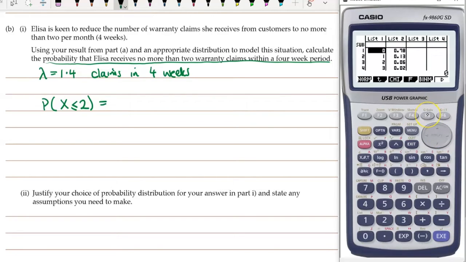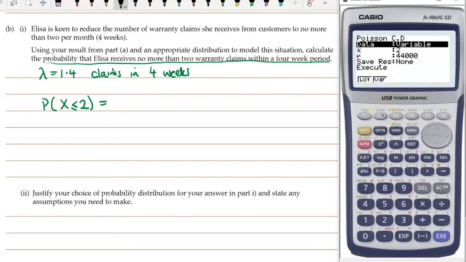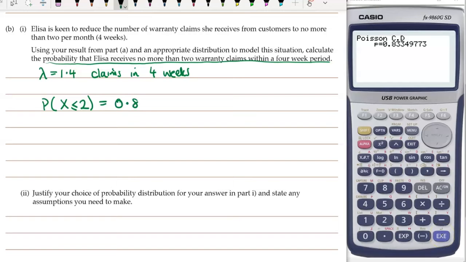So let's go to the stats menu, distribution. We're moving along to Poisson. We are doing cumulative because we are going less than or equal to 2. And we are entering a variable where x is 2 and the mean is 1.4. So we have a probability of 0.8335.